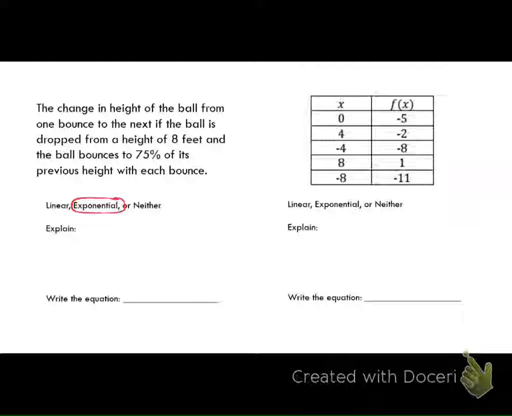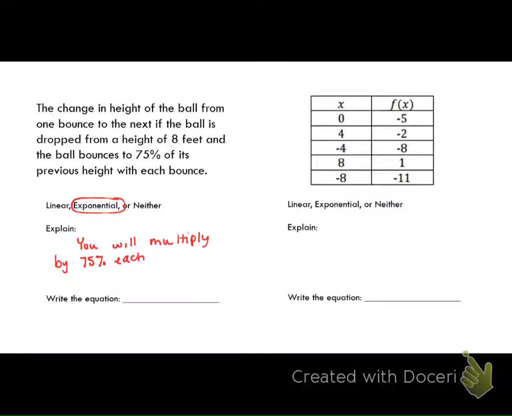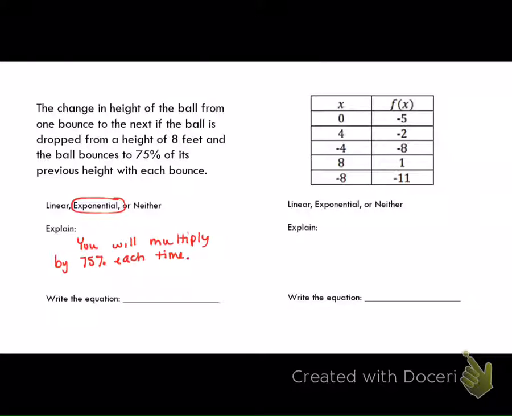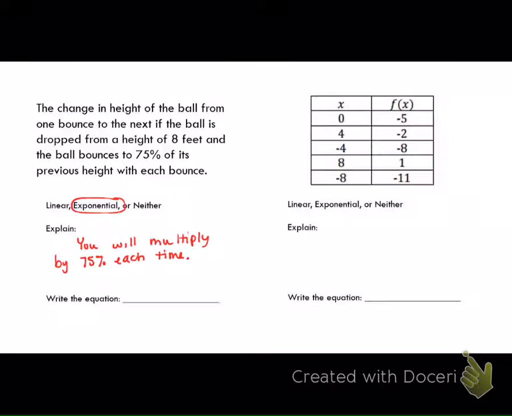Because it's 75% of each bounce. So you are going to be multiplying. So you will multiply by 75% each time. So we'll have a decay factor here.